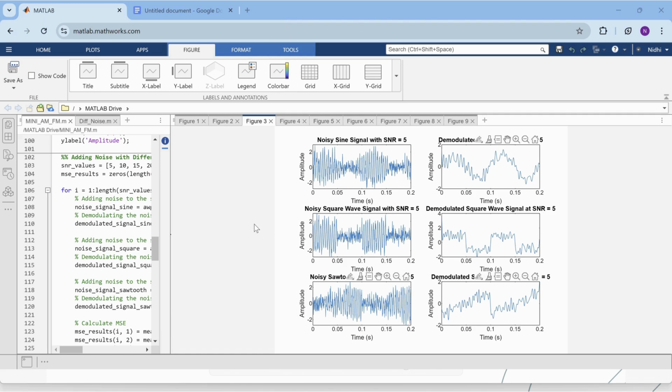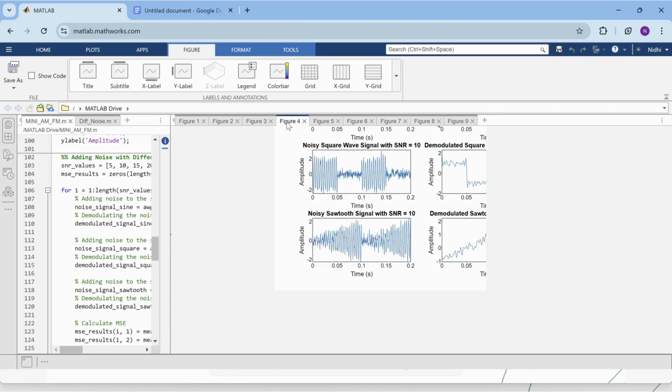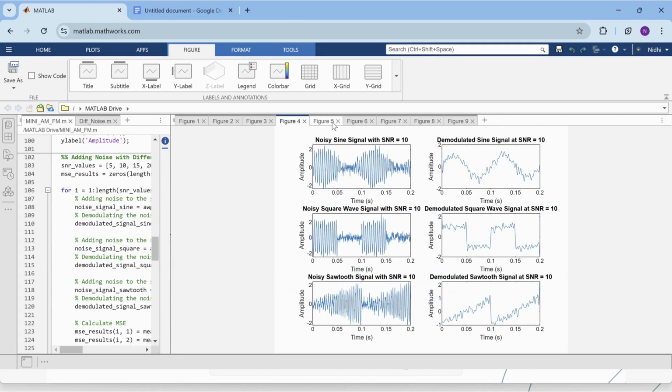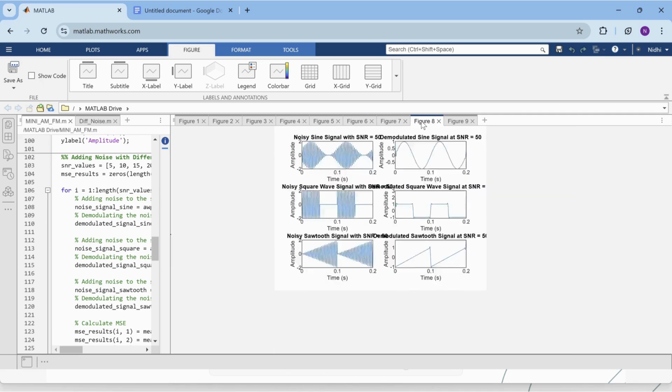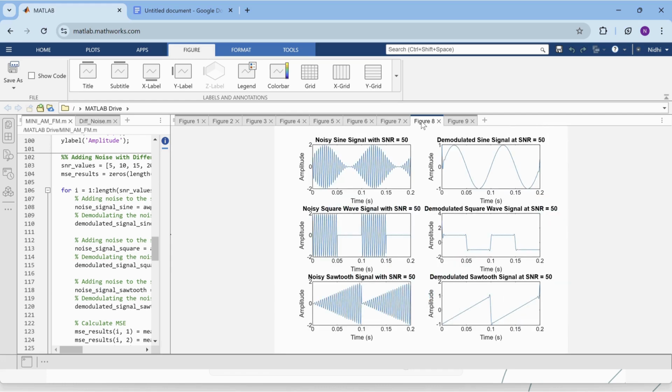This is at 5, this is at 10, this is at 15, this is at 20, this is at 30, this is at 50.